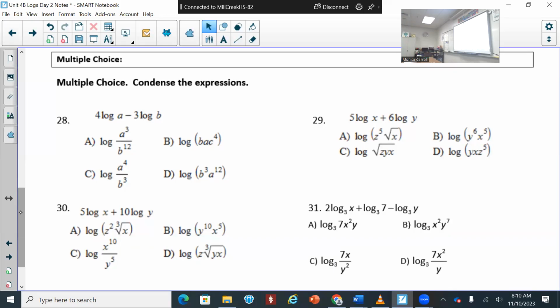Let's start with this. Anytime you have a number right in front of the log, you actually show this. This can come here. Put it together.